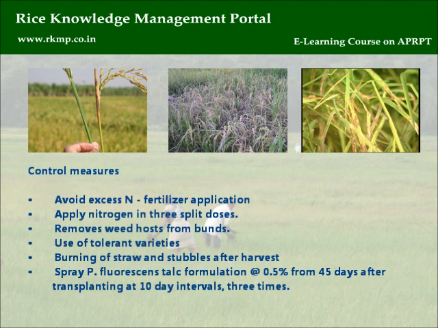Control measures: avoid excess nitrogen fertilizer application. Apply nitrogen in 3 split doses. Remove weed hosts from bunds. Use tolerant varieties. Burn straw and stubble after harvest. Spray Pseudomonas fluorescens talc formulation at 0.5% from 45 days after transplanting, at 10-day intervals, 3 times.